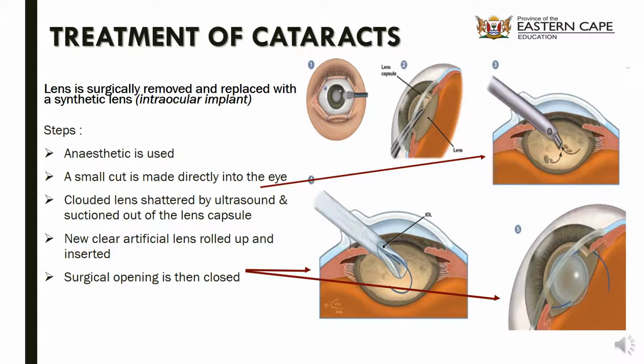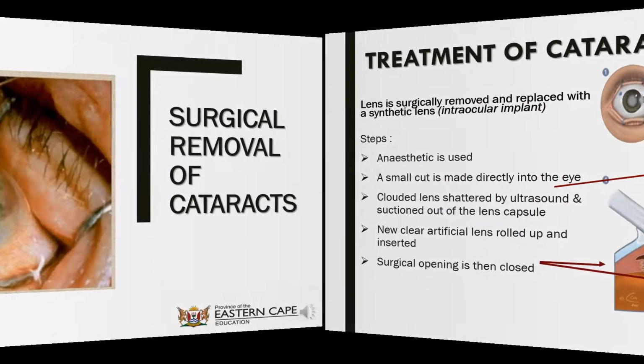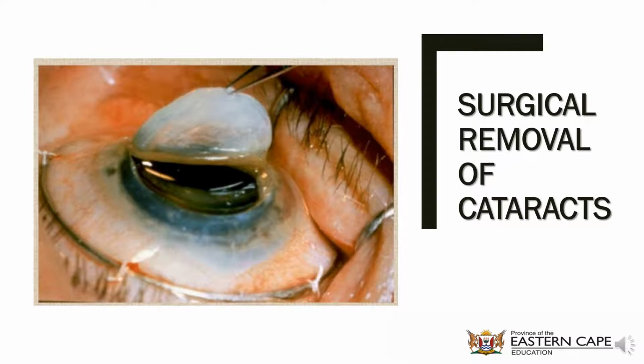So they open up a cavity and take out the affected lens that is cloudy, and then they insert the new lens. They roll it in, and it will find its way and go flat after it's been rolled in. Then they close the cut that they made, and you will not have cataracts anymore. And here's a picture showing us how they would surgically remove those cataracts.